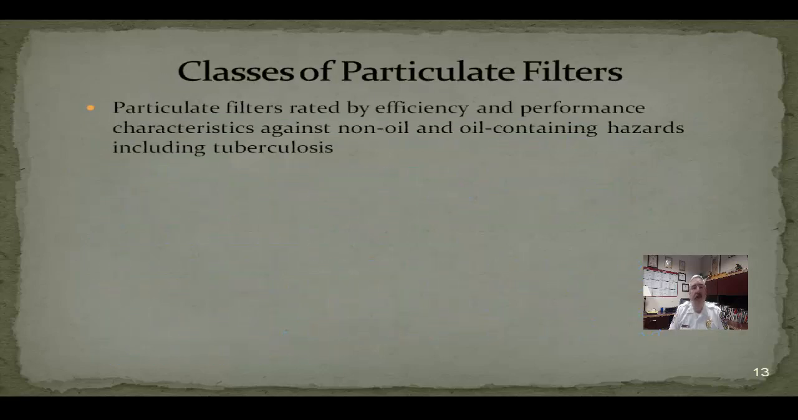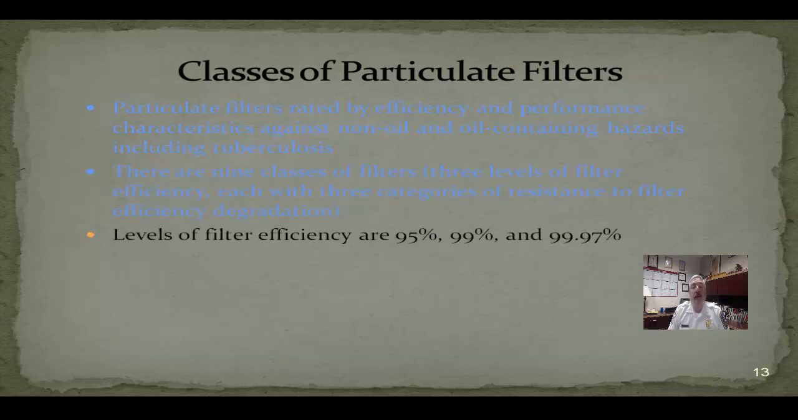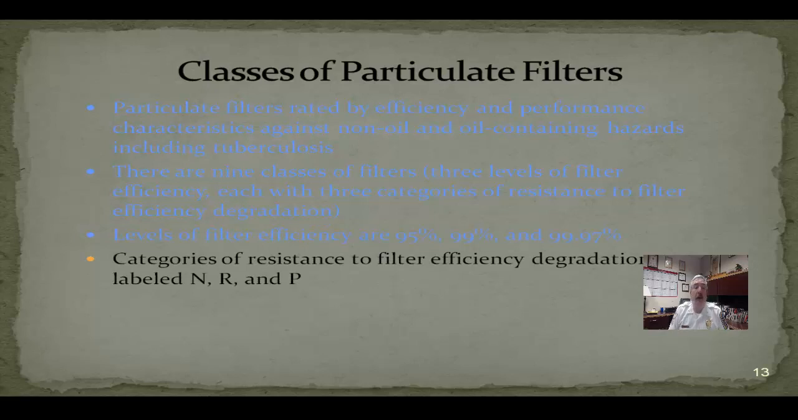When you think about classes of the particulate filters that we have, their use is determined by the atmosphere in which you're going into. Is oil present in the atmosphere, or is there not? There are 9 classes of filters, 3 levels of filter efficiency, each with 3 categories of resistance to filter efficiency degradation. The levels include 95, 99, and 100%.